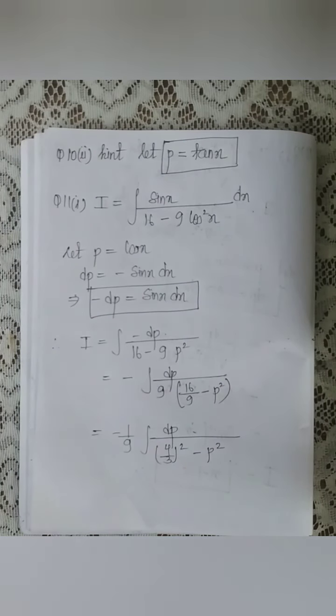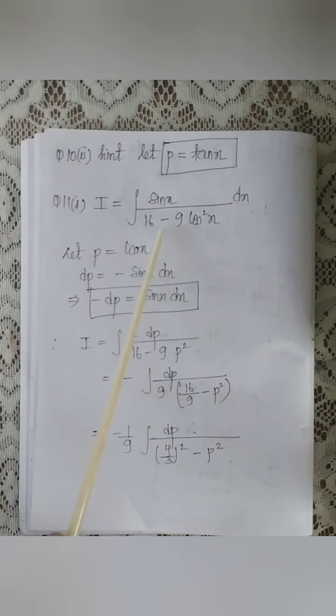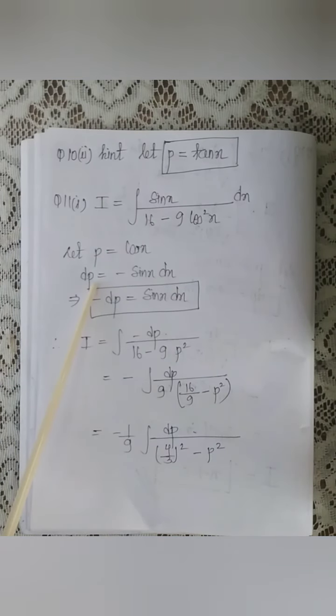Clear? We move to question number 11 part 1, which will be the last sum for today. 11 part 1: capital I is equal to integration of sine x divided by 16 minus 9 cos square x dx. A little bit of extra work we have to do here after the substitution. But the first part is the same. The first step is taking the substitution: p equals cos x. After differentiation, you'll get dp as minus sine x dx. So the value for sine x into dx will be minus dp.